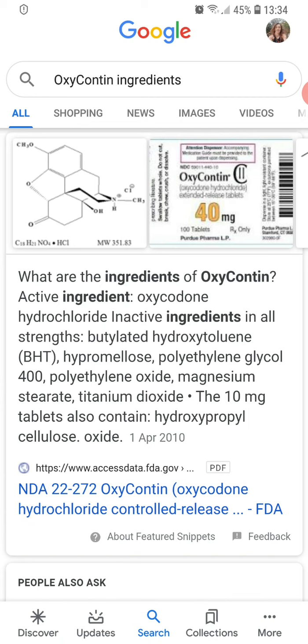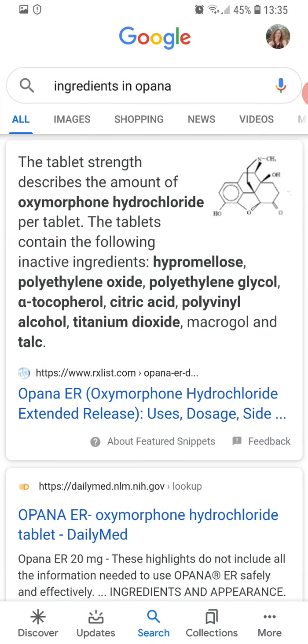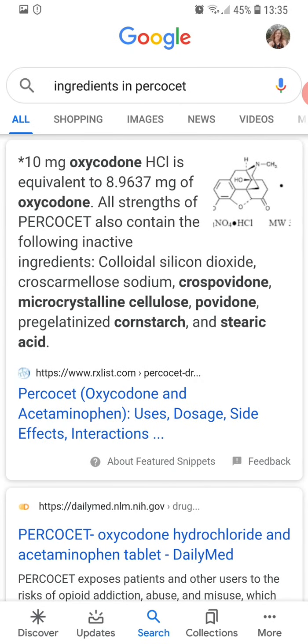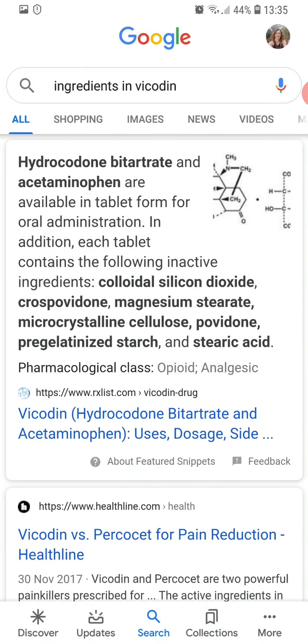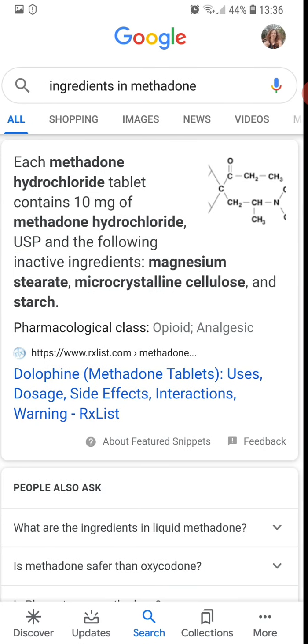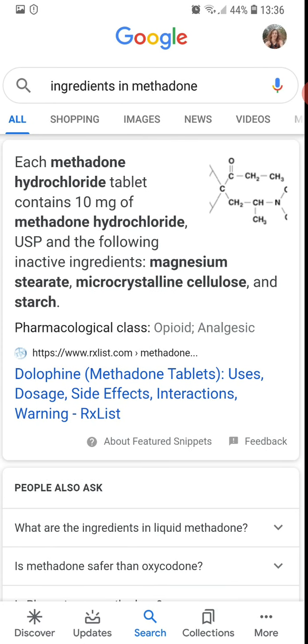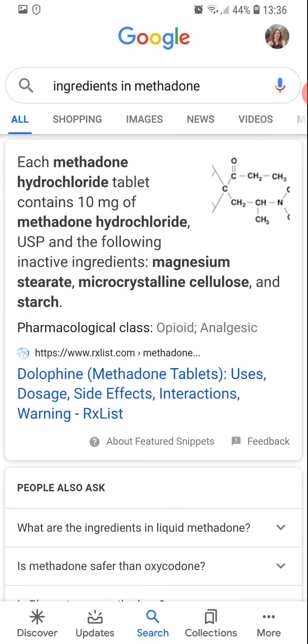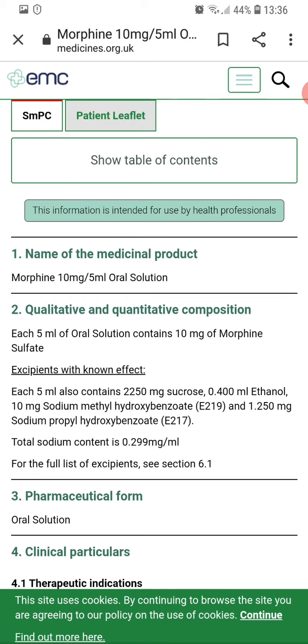Right, there's some of the ingredients to OxyContin. See? Polyethylene. Ingredients of Ipana. Ingredients in Percocet. Ingredients in Vicodin. Ingredients in methadone. You see, magnesium stearate. There we go, stearate. There's the morphine ingredients.